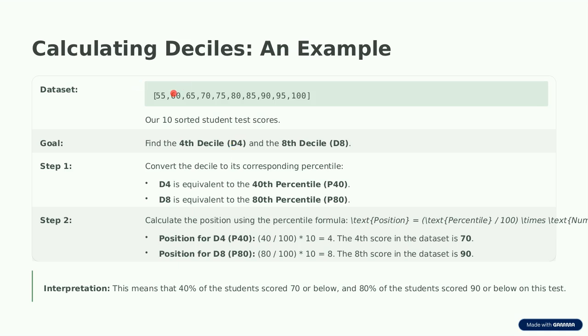So we already have 10 here. So that means that this is D1, this is D2, this is D3, this is D4, this is D5, this is D7, D8, D9, D10. Now let me ask this. What if we have 20 data points?